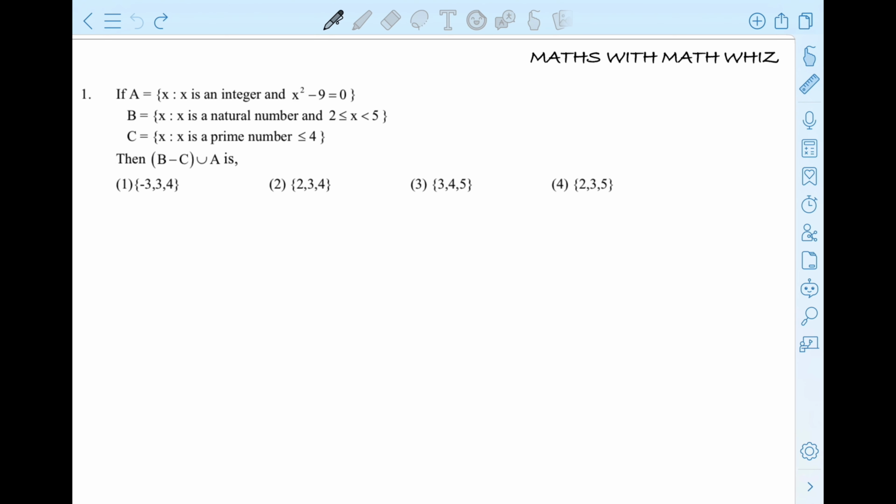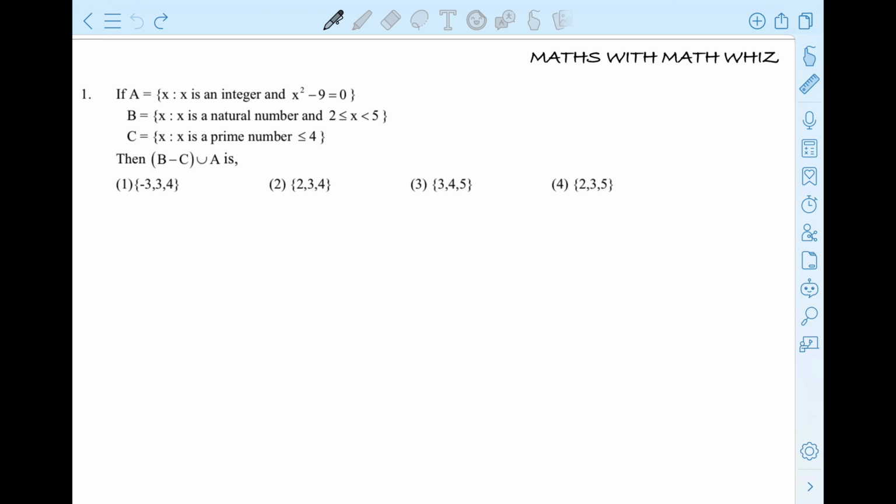If A is equal to {x such that x is an integer and x square minus 9 is equal to 0}, and B is a set such that x is a natural number and 2 less than or equal to x less than 5, and C is given in such a way that x is a prime number less than or equal to 4, we are supposed to get the value of (B minus C) union A.